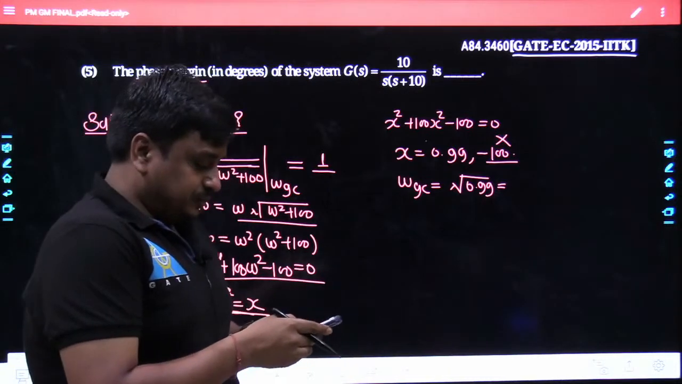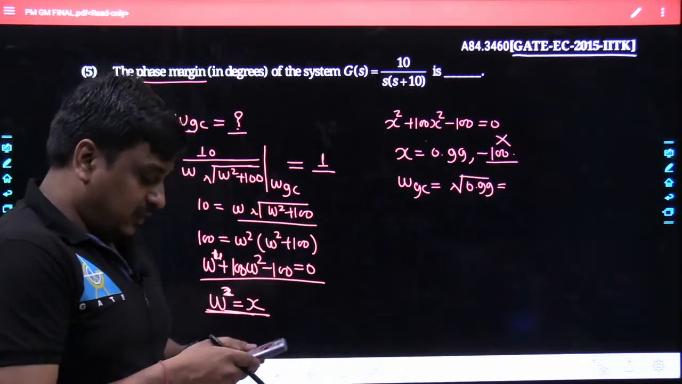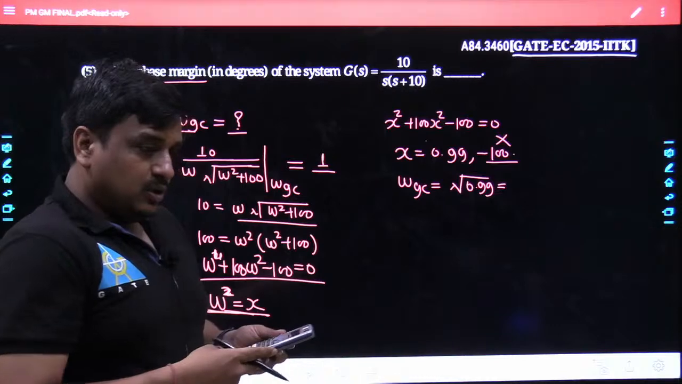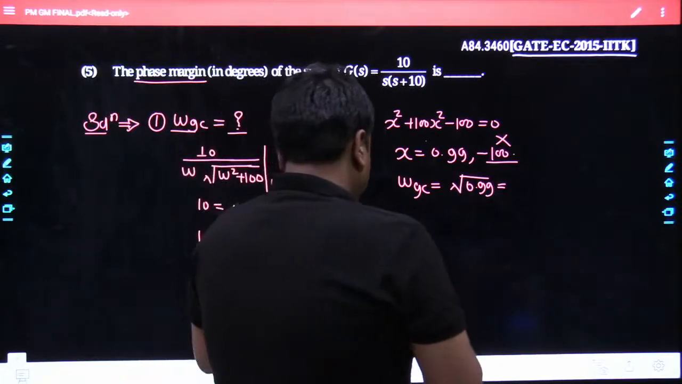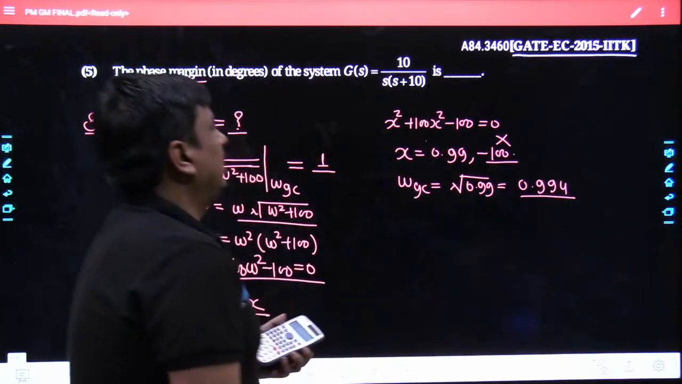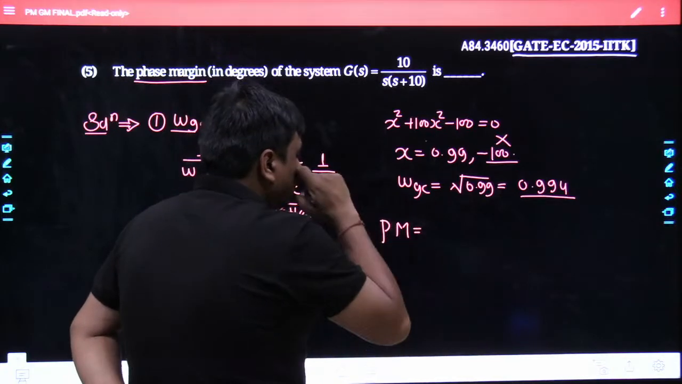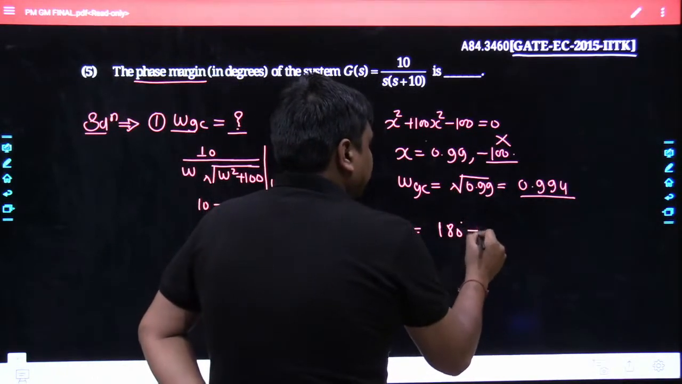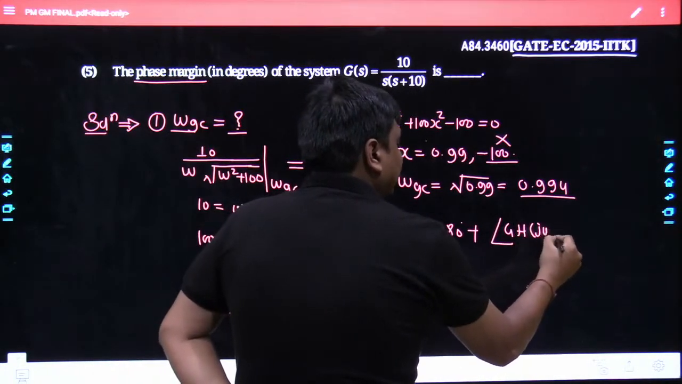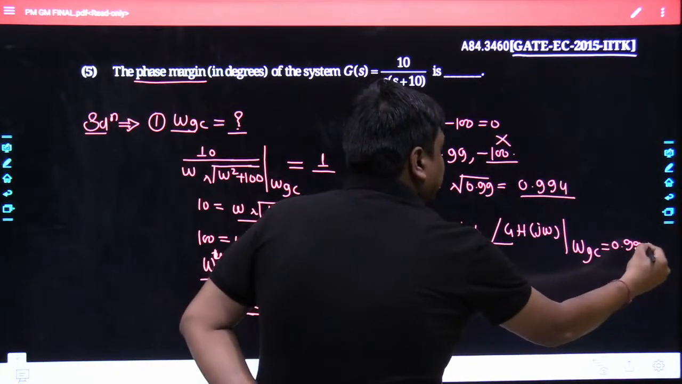So here it becomes, let me go out. Tell me how much we are getting. So here it becomes root of 0.99, and that is nothing but 0.994 something. And as we are interested in finding the phase margin, how is the phase margin defined? The phase margin is equal to 180 degrees plus the angle offered by the system at omega equals omega GC, and here the omega GC is nothing but 0.994.